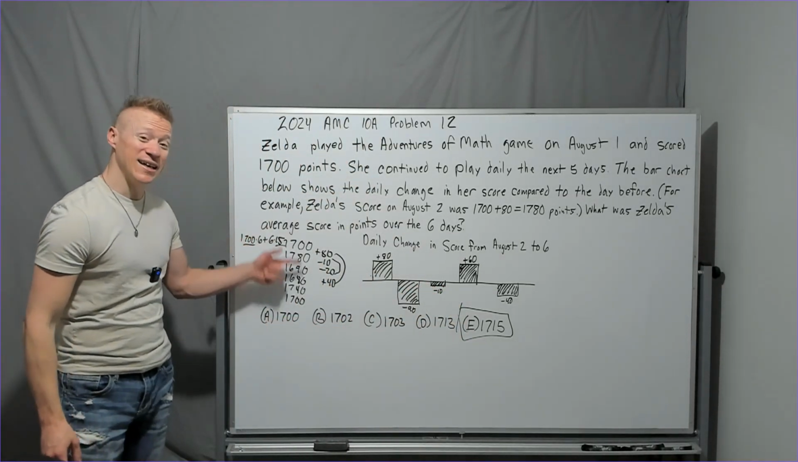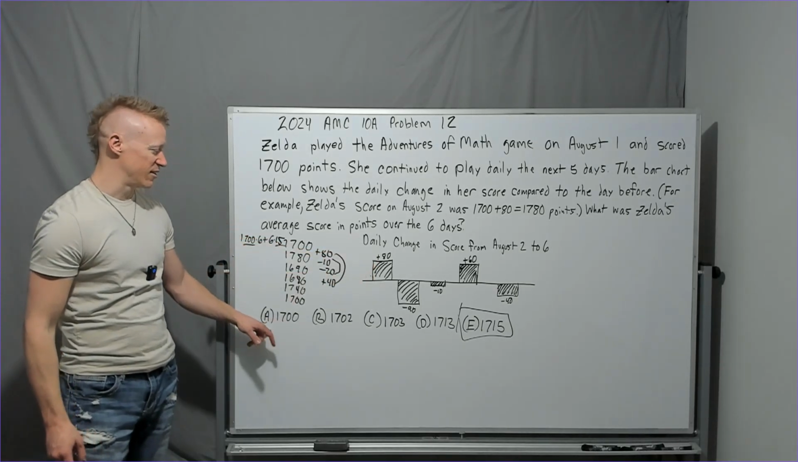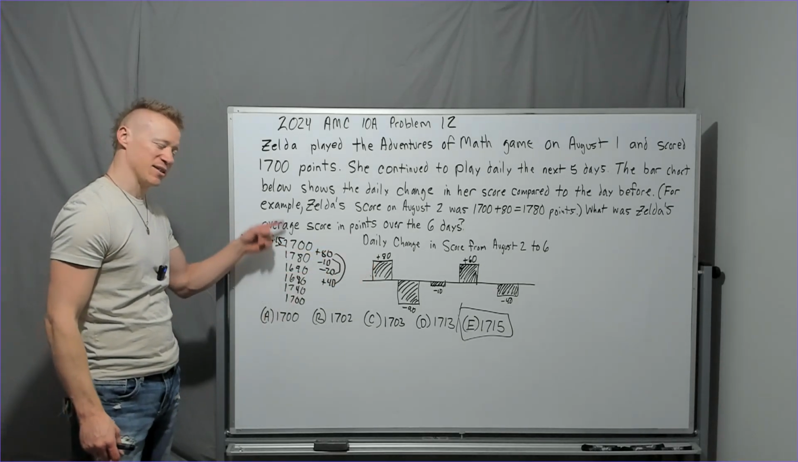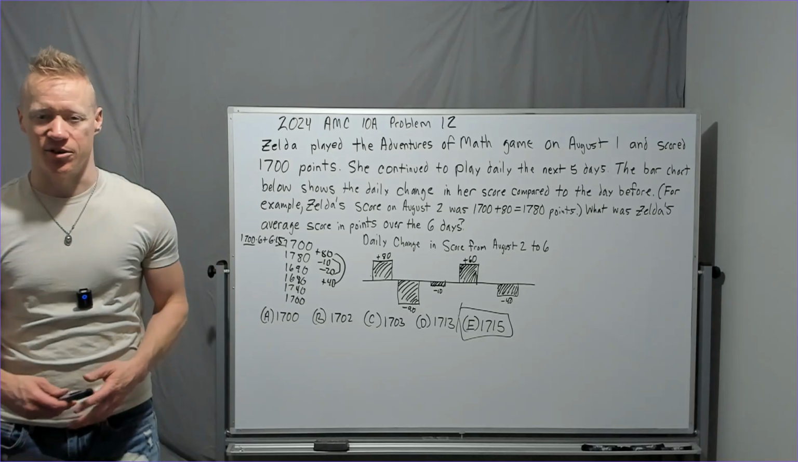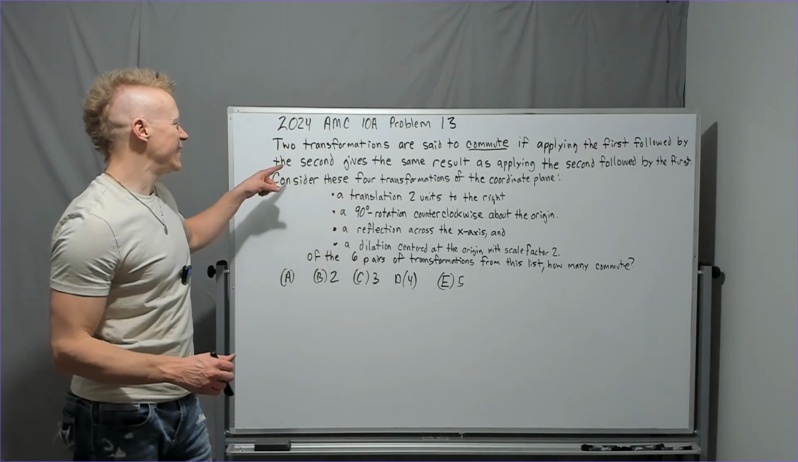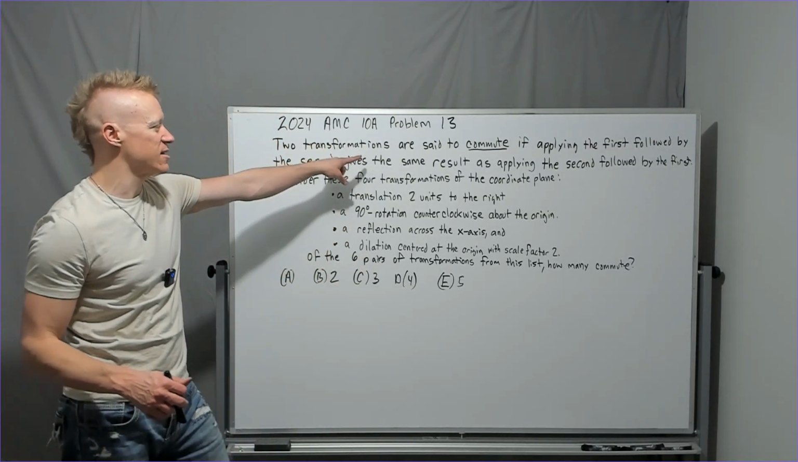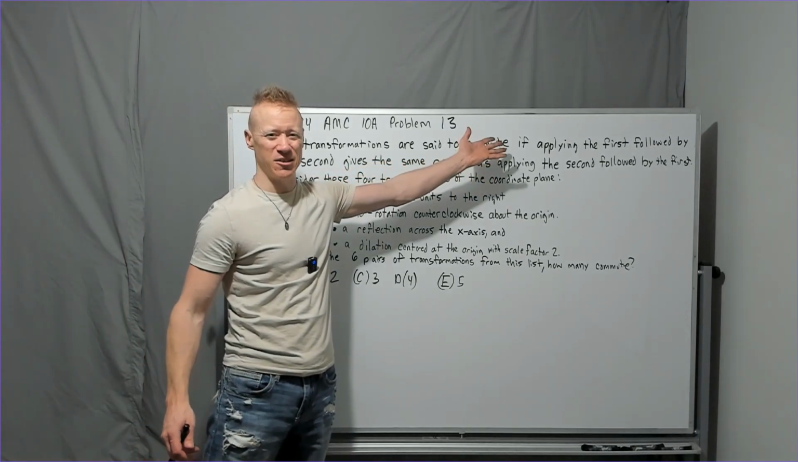So your idea in the beginning that would result here is a good idea. You just need to do it at the right time. Let's go ahead and try number 13. And now problem 13. Two transformations are said to commute, like the commutative property.